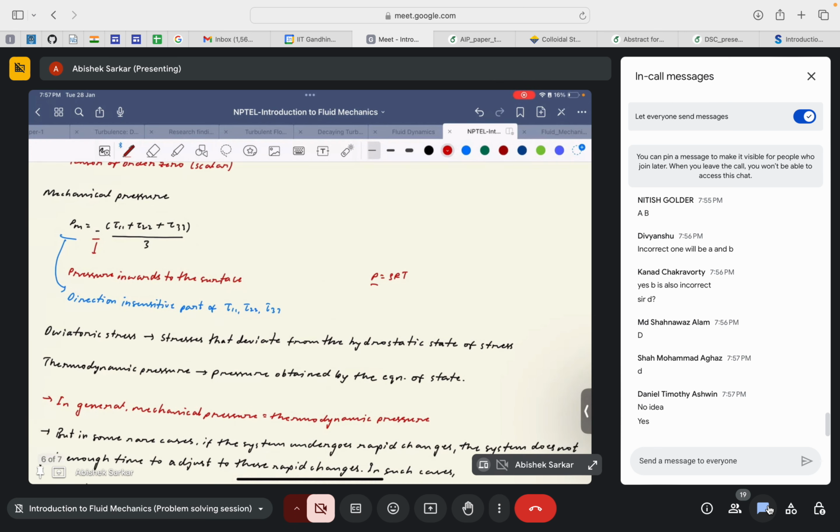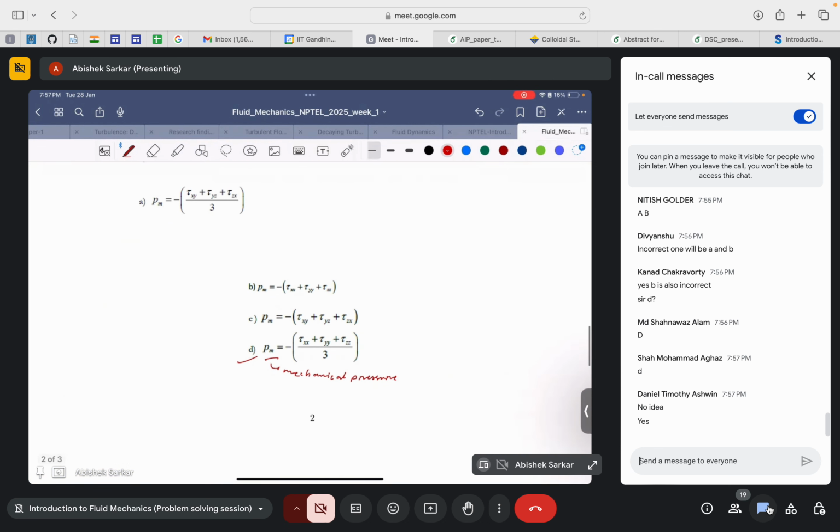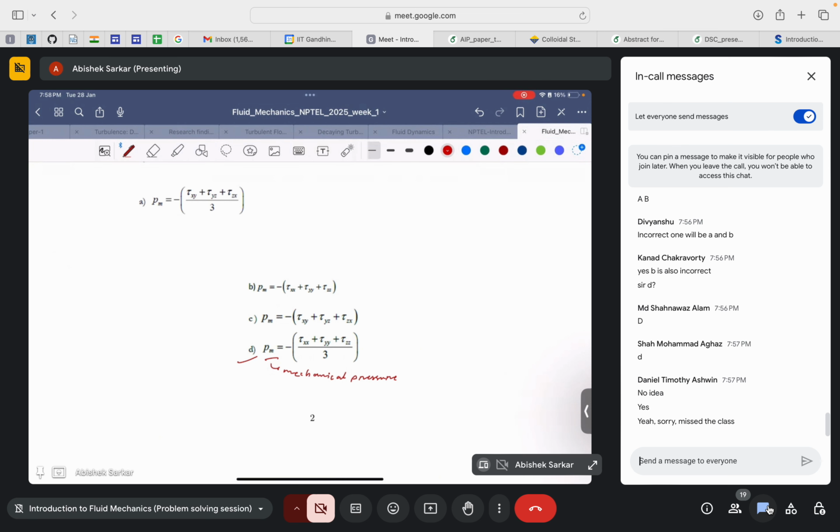The mechanical pressure is equal to the negative of the average of the normal stress components. It's minus of tau 11 plus tau 22 plus tau 33, these are normal stress components, divided by 3. Similarly, you can check the indices: in Cartesian coordinates it will be xx, yy and zz. So tau xx, tau yy, tau zz represent the normal stress components. It's quite understandable, and option D is correct.